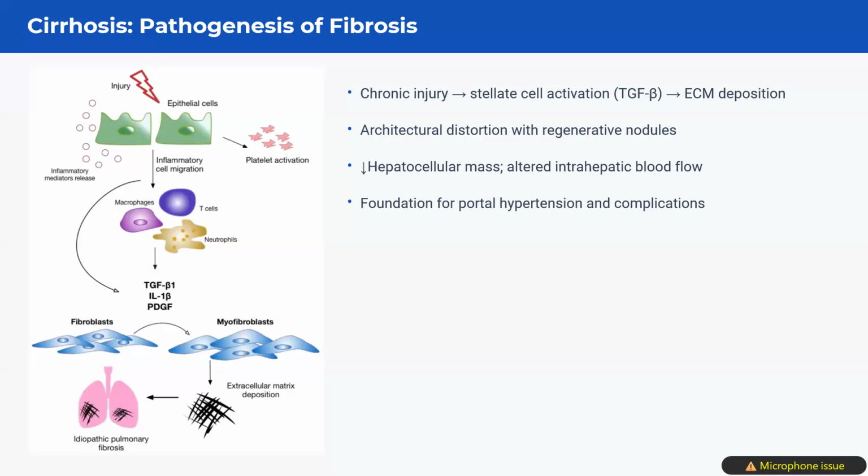Also, in cirrhosis, the decreased hepatocellular mass and altered blood flow lead to hepatocellular shrinking. And then there are fewer functioning hepatocytes, which means there's reduced metabolic capacity. And so that's when your albumin starts to fall and your INR starts to rise.